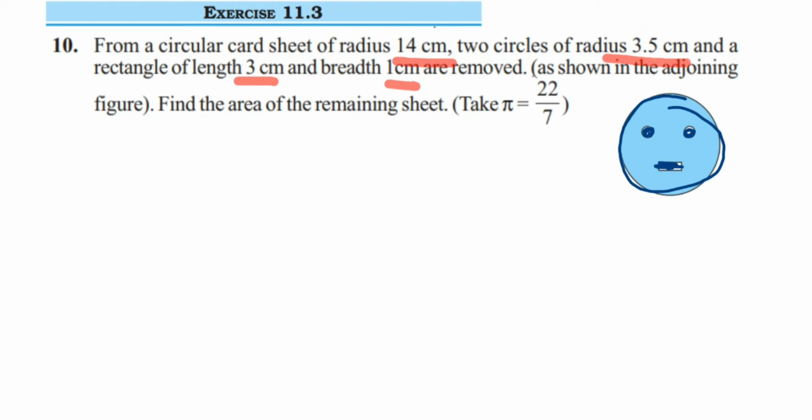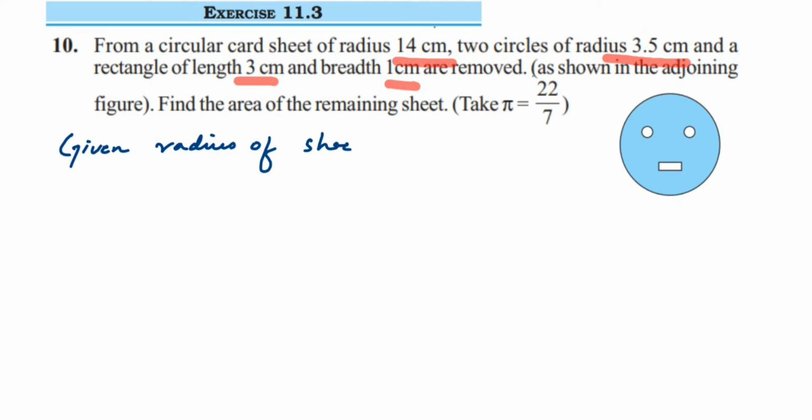So let's start this. We have to just find the area, nothing else. We have to find the area of every shape they have given here. Okay, so let's see what is given. They have given first the radius of the circular card sheet, which is nothing but this big circle. They have given the radius, which is 14 centimeter. So let's write that down. Radius of sheet, I'm writing sheet as the circular sheet which is given. So radius of sheet is equal to 14 centimeter.